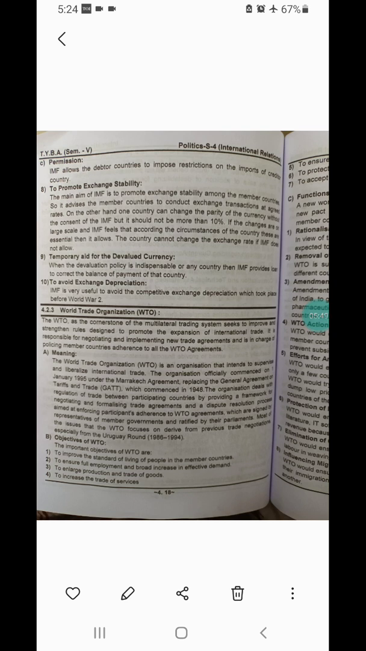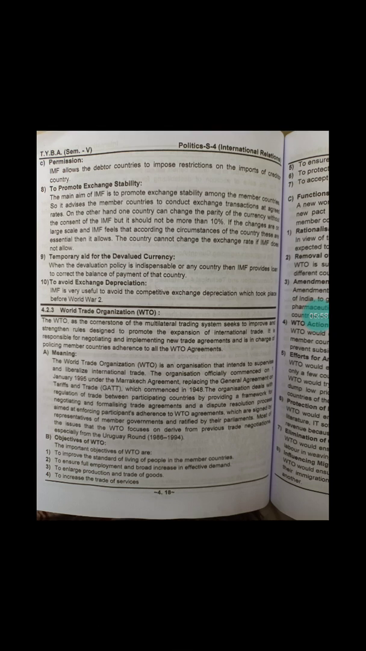It is responsible for negotiating and implementing new trade agreements and is in charge of the policy on member countries' adherence to the WTO agreement.